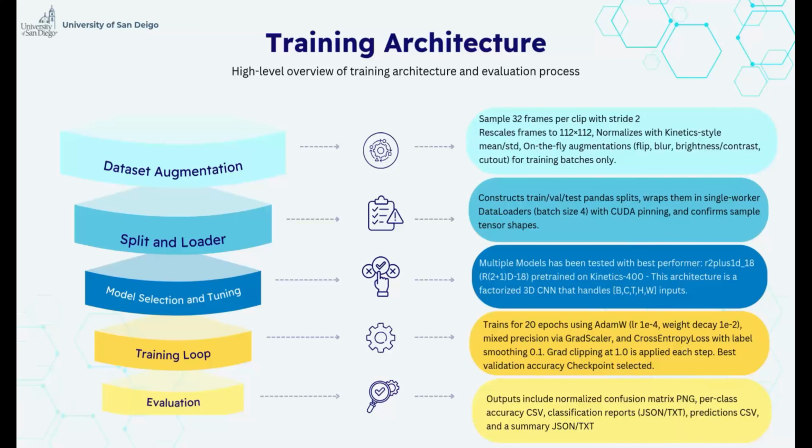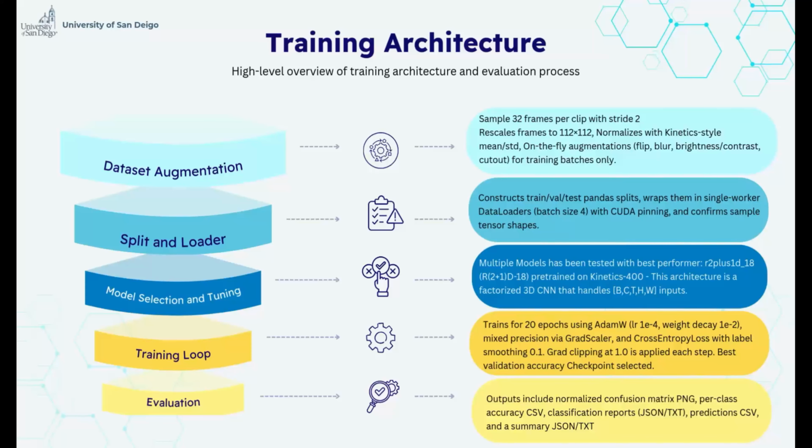Now I will walk you through our model training architecture. This is a very high-level visualization of the training architecture we used for this project. Starting with the dataset augmentation, we sample 32 frames per clip, resize them to 112 by 112 pixels, and apply Kinetics-style normalization and augmentation such as flip, blur, brightness adjustments, and cutouts.